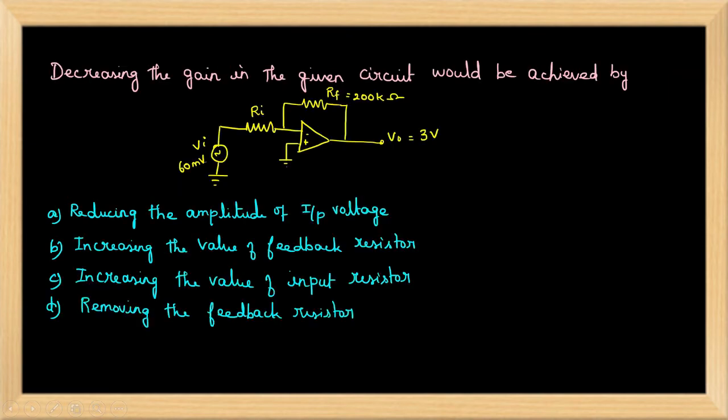Decreasing the gain in the given circuit would be achieved by. Actually, this is the circuit of the inverting amplifier. The inverting amplifier has a gain of A equal to minus RF by RI. This negative sign is due to the inverting amplifier. So how can we get the decrease in the gain? Decrease in the gain can be obtained by either decreasing the value of RF or by increasing the value of input resistor. So here the correct option is increasing the value of input resistor.